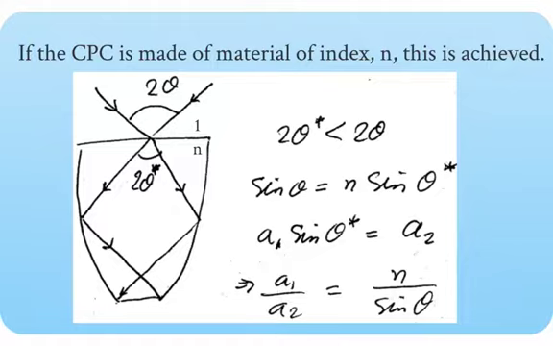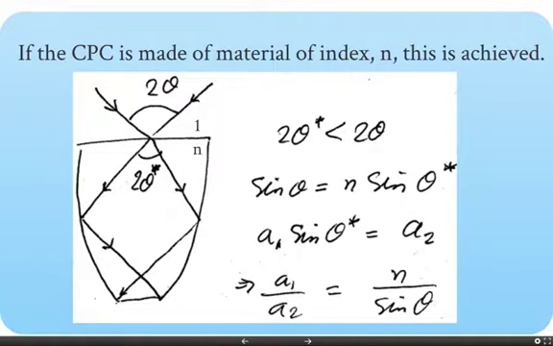This is a half angle here. And we know that theta prime is less than theta, and they're related by Snell's law. Sine theta is n sine theta prime, right? So we can simply write A1 sine theta prime is A2. We have derived it before from geometry, if you recall. Last week we derived, A1 being the input aperture, A2 being the output aperture, A1 sine theta prime is A2. And simply substituting sine theta prime as sine theta divided by n, we get A1 over A2 is n over sine theta. So simply from Snell's law, we can derive this equation as well.